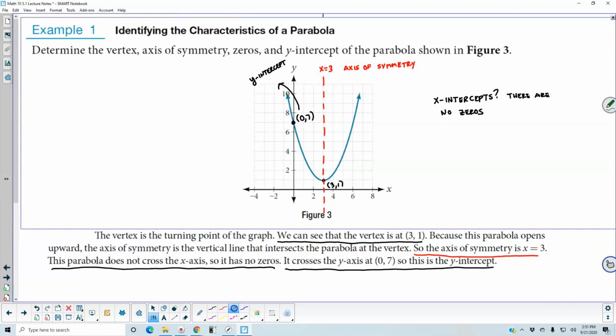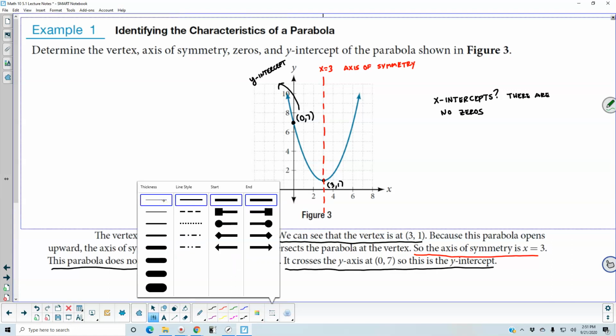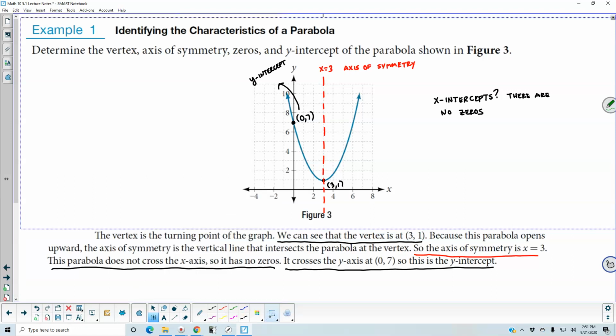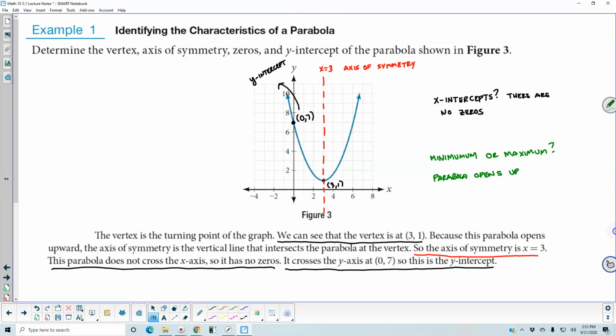Now, there's another thing that I want to talk about in here that's not within this question, but it's something that's important for us to know. We want to know if it has a minimum or a maximum. Okay, so the parabola opens up. So since the parabola opens up, then that means we have a minimum value, not a maximum.